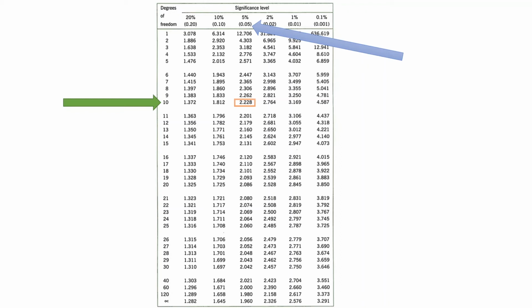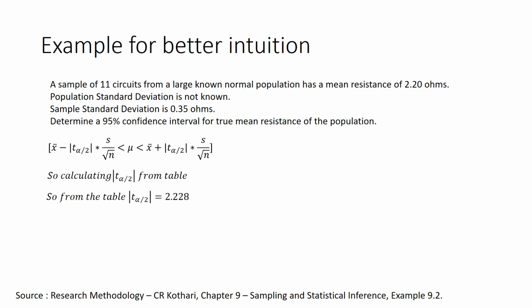The critical value in the Z statistic was 1.96. Here it differs. This is the sample one. So from the table, t subscript alpha by 2 is 2.228, and I just replace the values wherever required. So 2.20, which is my x bar, minus 2.228, which is my t statistic value, basically the absolute value of the critical value, times 0.35, which is my sample standard deviation, divided by the square root of n. Here n indicates the size of my sample, and there we have it.